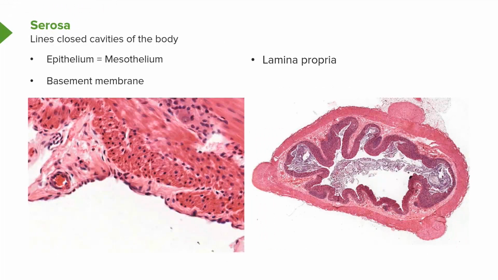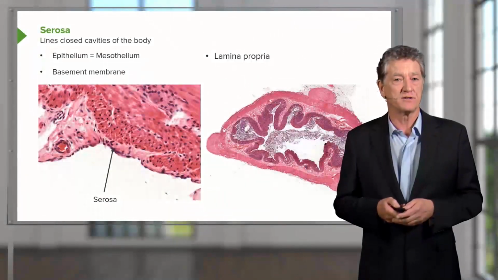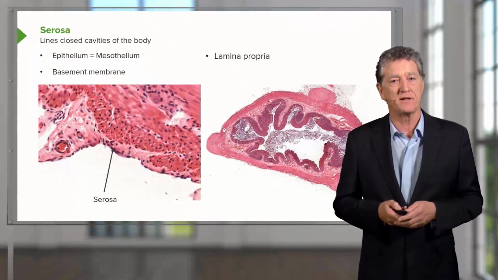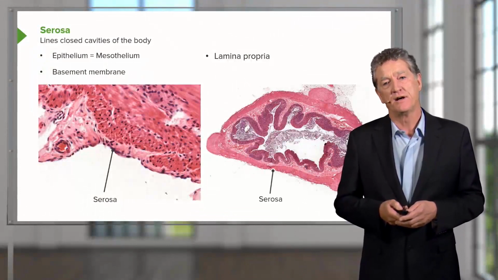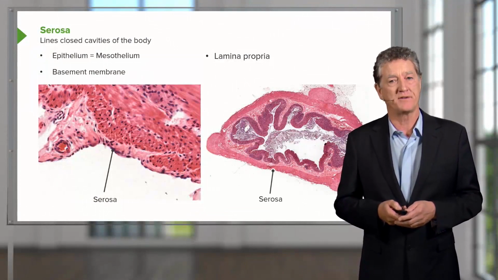Well, let's look at a serosa. A serosa is an epithelial surface that lines cavities of the body that are closed. They're not exposed to the exterior of the body. Cavities such as the peritoneal cavity, the thoracic cavity, the pleural cavity, the pericardial cavity, all those surfaces are lined by what we call a serosa, a very thin, simple squamous epithelium that's found on the surfaces of these cavities.